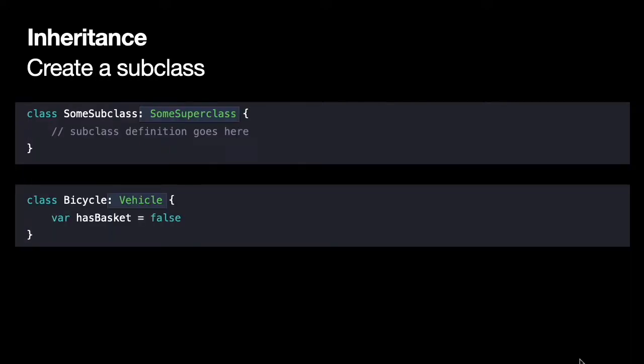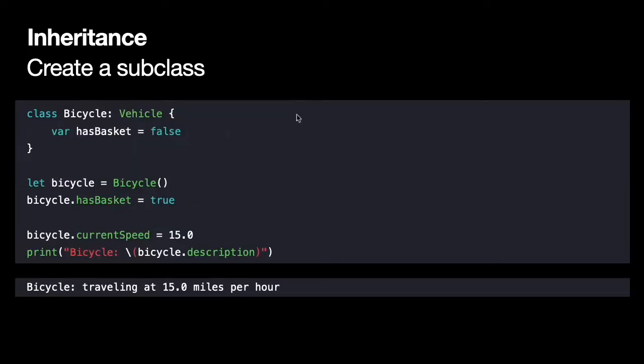Here is the syntax for creating a subclass. You have your class, your new class name, a colon, and then the superclass that you're inheriting behavior from, and then you have your implementation for the subclass. In our case, bicycle is a subclass of vehicle, and we are inheriting most of the behavior from vehicle, but we're adding a new instance property, hasBasket, with a default value of false.